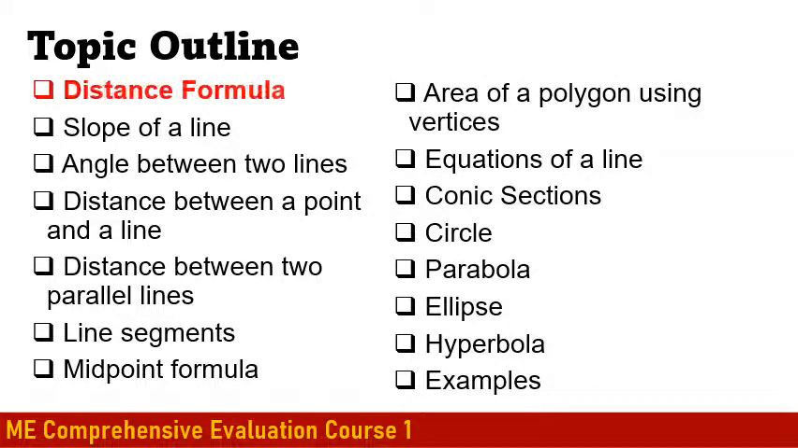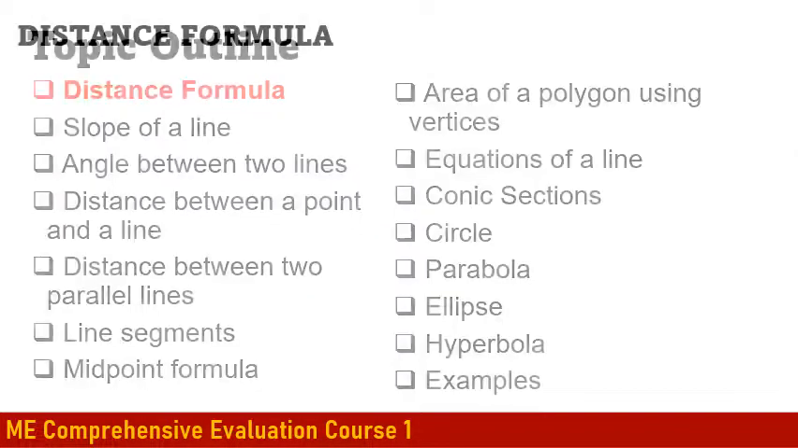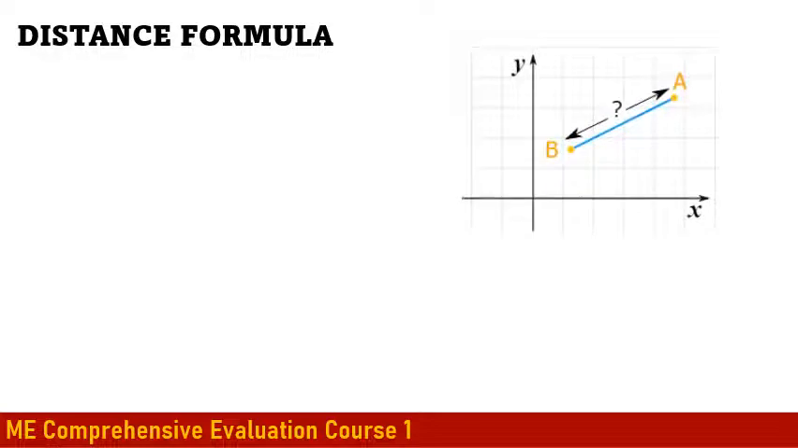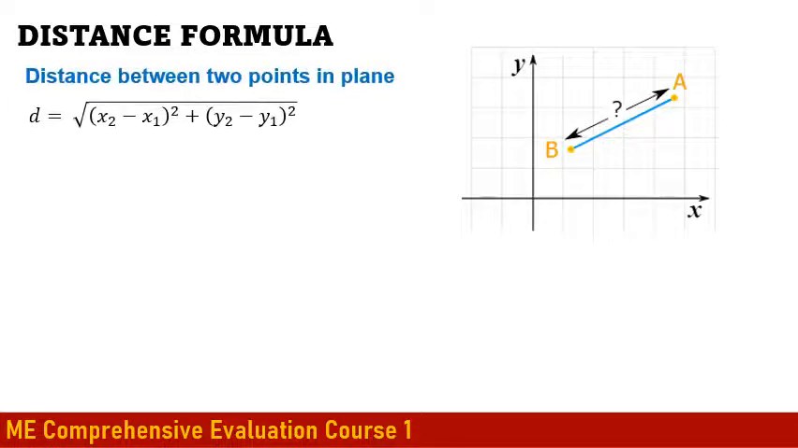Let's start first with the distance formula. The distance formula is used to get the distance between 2 points in a plane or 2 points in a three-dimensional system. For the distance between 2 points in a plane, say A and B, you can use the coordinates of A and B to get the distance between them. The formula is shown on the screen.